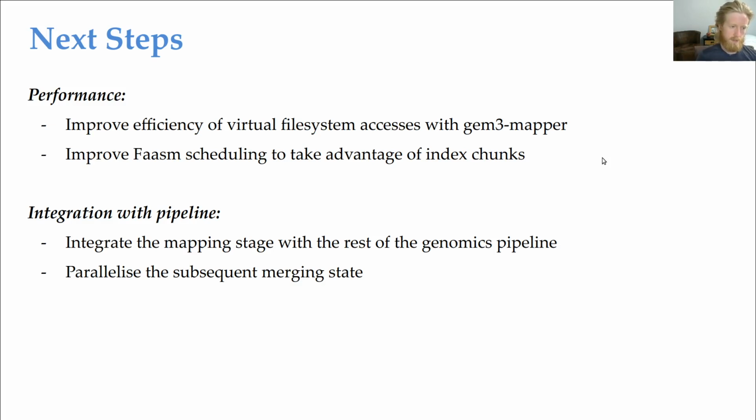So as I mentioned before, the key part of our next steps is improving the performance of our current implementation. This mainly centers around improving the efficiency of the file system access that is performed with Gem3. Then we also have an opportunity to improve the Phasm scheduler to take advantage of the distribution of index chunks throughout the cluster. And then finally, we will look at integrating this with the rest of the genomics pipeline, obviously, and then parallelizing subsequent stages of the pipeline itself, such as the merging stage.